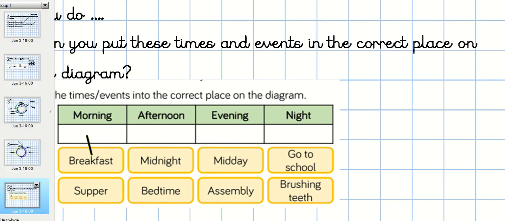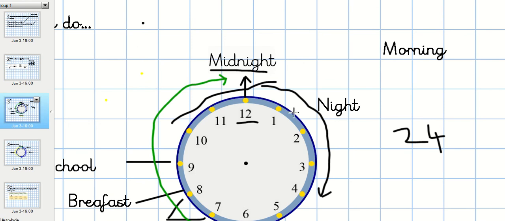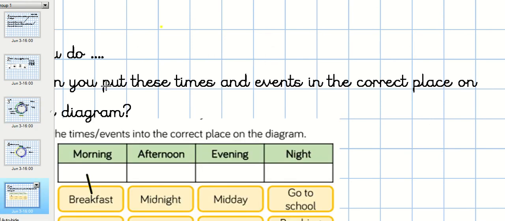Using the knowledge we've just learnt about how many hours are in a day, and our first look at the clock, please go and answer the worksheets. Good luck.